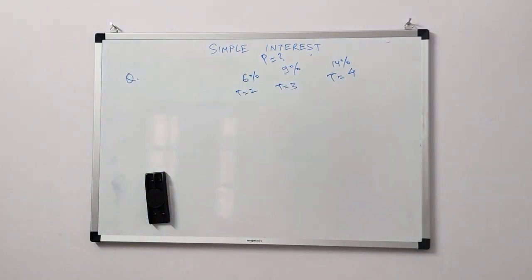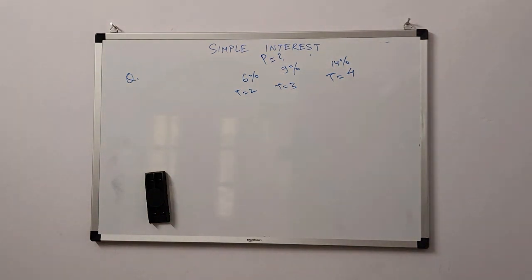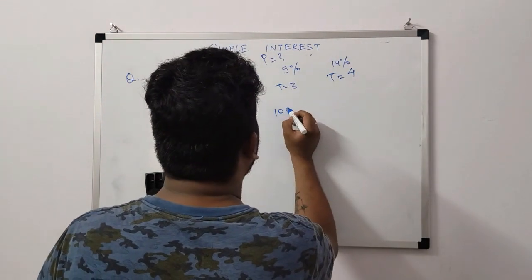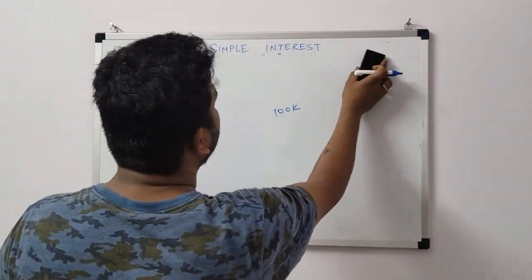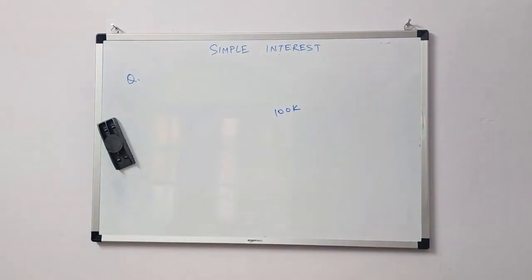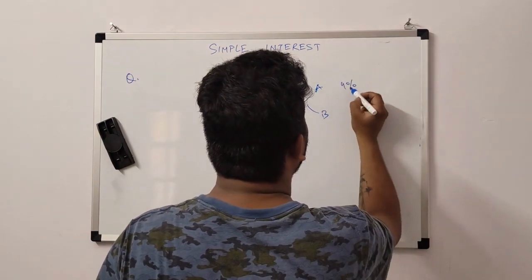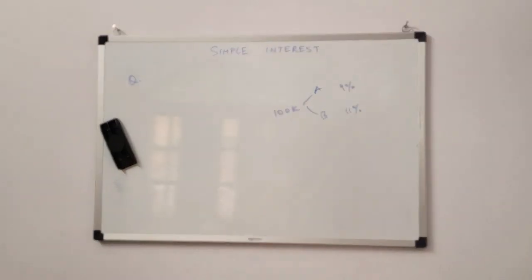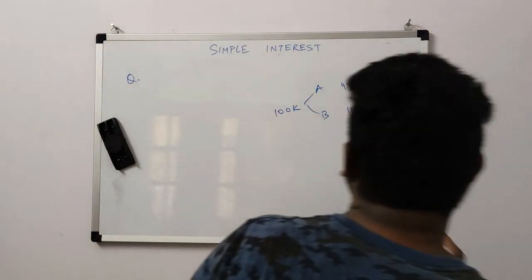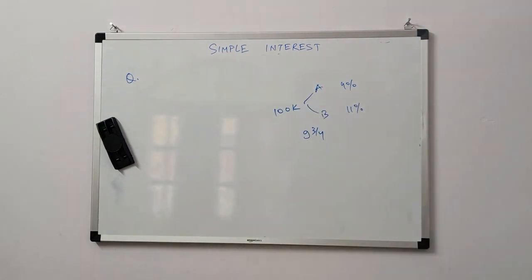Now let's go on to question number 7. An amount of 100,000, so 1 lakh, okay, 100,000. So this way the chances of making mistakes in writing data minimizes. Two types of shares. First 9%, second 11%. If the total interest at the end of 1 year is 9 3/4%, then the amount invested in each share was what?